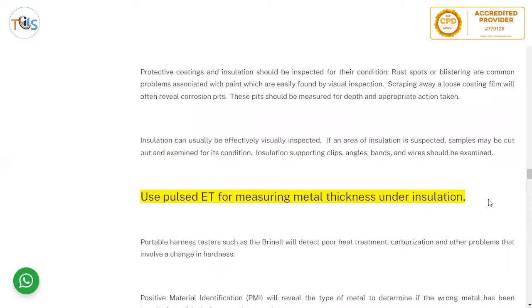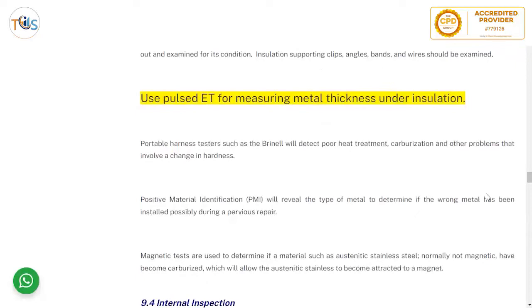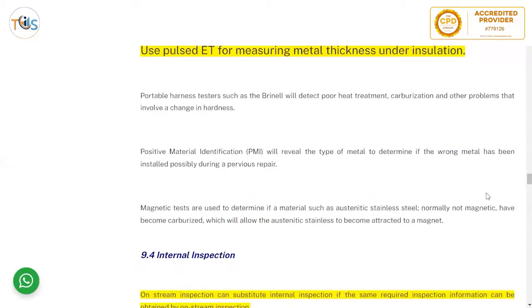Insulation can be effectively visually inspected. If an area of insulation is suspected, cut the samples, examine for the condition, and also look for supporting clips, angles, bands, and wires where they might be susceptible to corrosion. Again, UT, pulsed ET for measuring metal thickness under insulation. So if they ask you what is the NDE technique for measuring corrosion under insulation, it's ET, eddy current test.